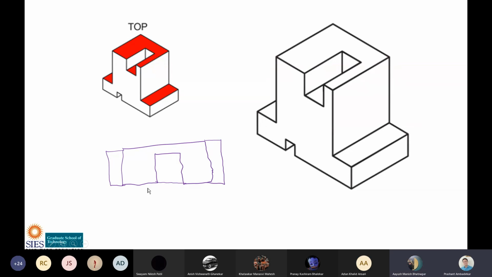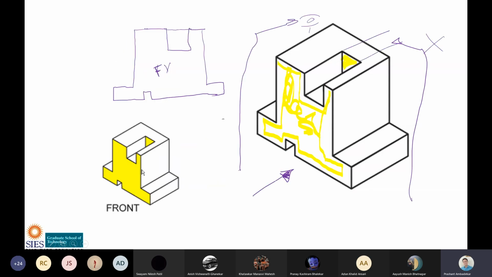Sir, then we have to create a dotted line, right? Correct. We will create a dotted line. So why are we creating a dotted line? We are creating a dotted line because the person who is going to use this or see this view should understand that there is something here. Now from the top view, that person will understand that there is something here, but where exactly is it? Is it here? That can be understood only by the front view.